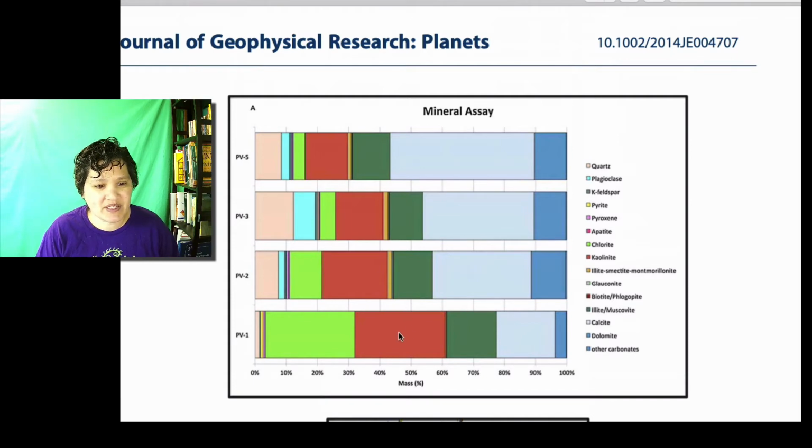So here you can quickly see, PV1 is green and brown, chlorite and kaolinite. PV5 is mostly calcite, right? You can just quickly see what that is.